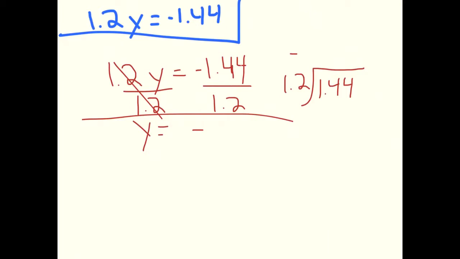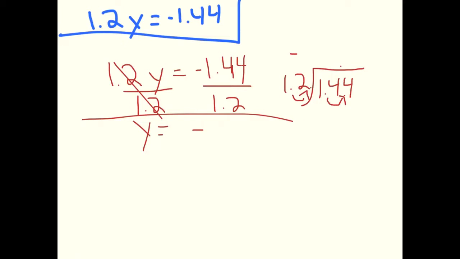So 1.2, you would move the decimal over one place to make it a whole number. And then no matter what you do to the number on the outside, you have to do the same exact thing to the number on the inside. So now it would be 14.4. And in your answer, you would just put the decimal straight up wherever it is.